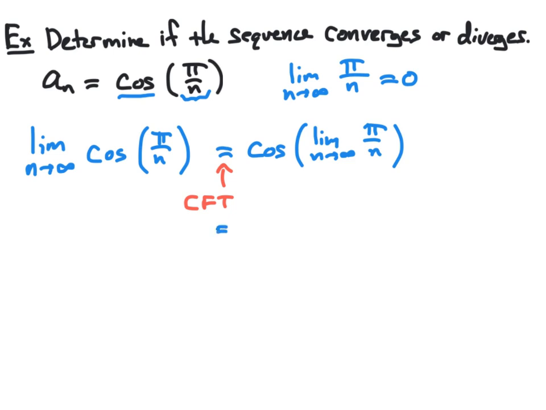Well, once we have that, we know that the limit of pi over n is equal to 0. And so this tells us our limit here is equal to cosine of 0, which is equal to 1. And so here we end up with a limit that is equal to a single number, 1. And so this is another example of a convergent sequence. In this example, this sequence, cosine of pi over n, converges to the number 1.